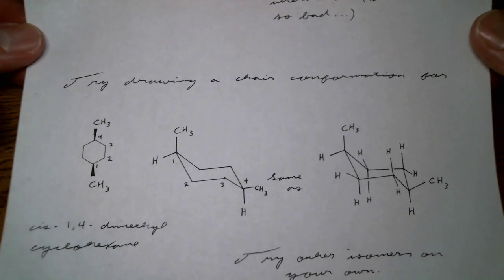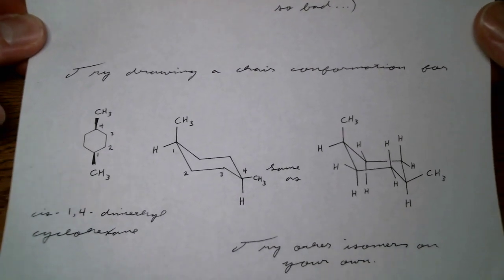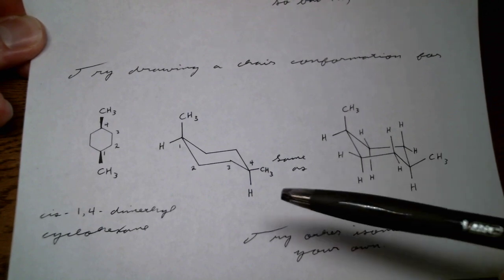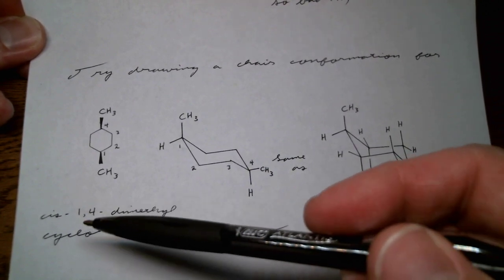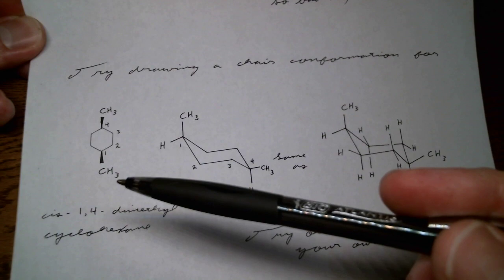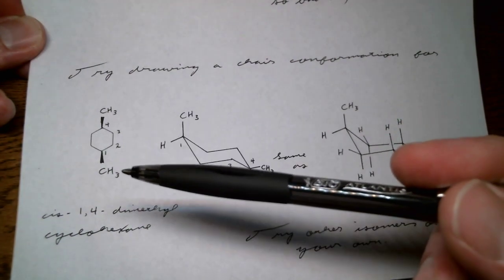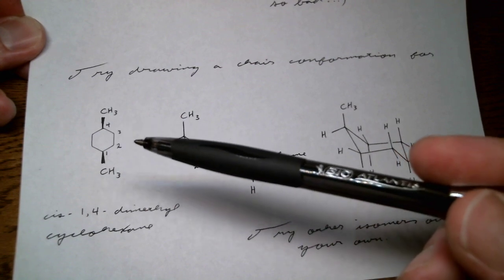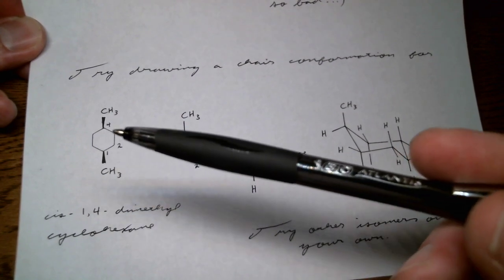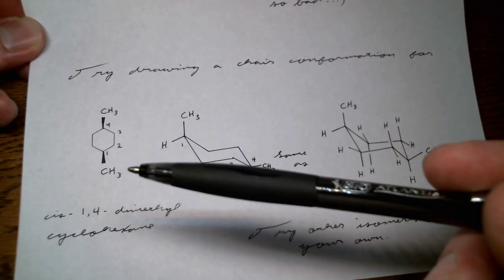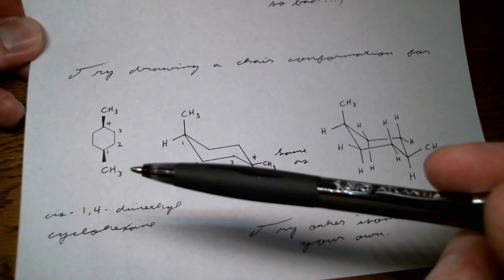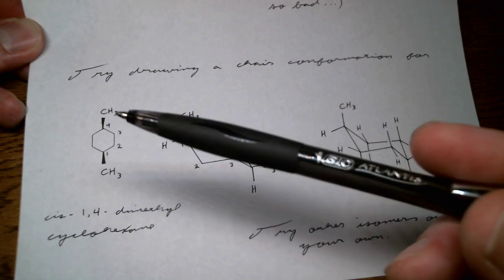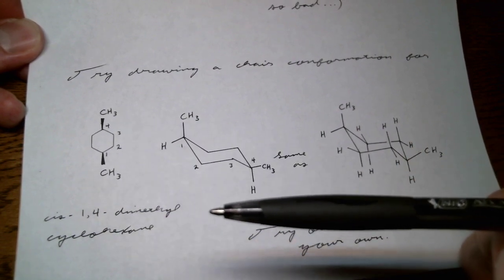Next, let's try drawing a chair conformation for cis-1,4-dimethylcyclohexane. Why do I call it cis? Cis implies that those two methyl groups are on the same side of the plane formed by the cyclohexane ring. So they either get two wedge bonds or two dash bonds. That would be the same molecule. You just flip it over 180 degrees, and relative to each other they're located at the 1 and 4 carbon.